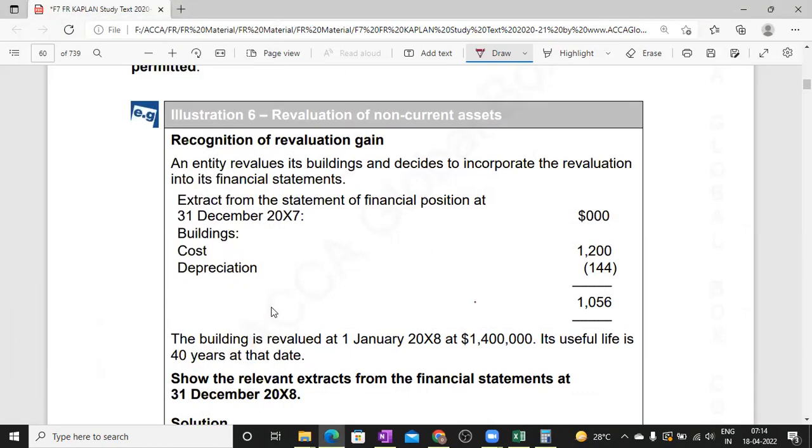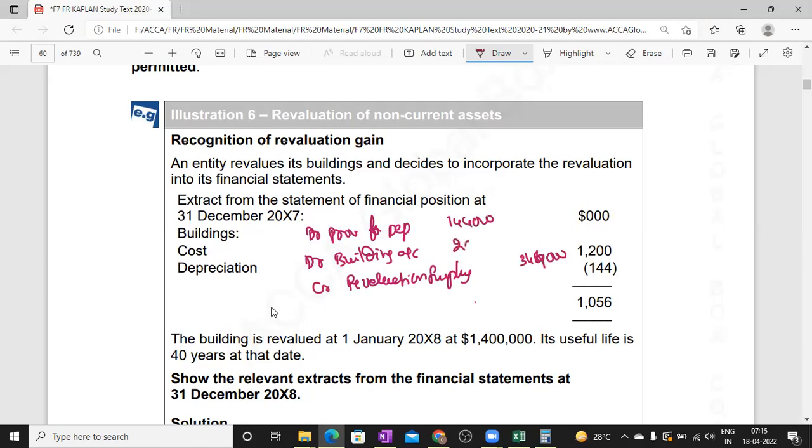Then for that increase, we have to write: debit provision for depreciation, debit building, credit revaluation surplus 3 lakh 44,000. 1 lakh 44,000 plus 2 lakh. This is the journal entry, right?